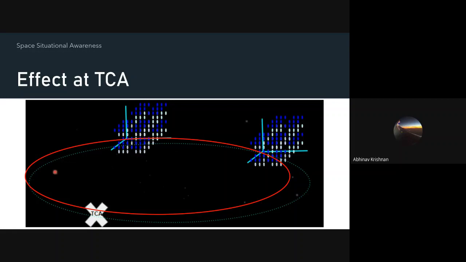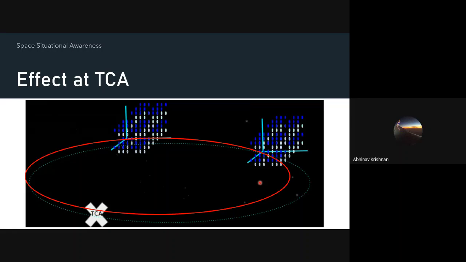So if the original dotted line that you see here were about to collide with the chaser, a maneuver performed here in any of these directions would potentially avoid that collision. And this is the idea of a collision avoidance maneuver, as simple as that.